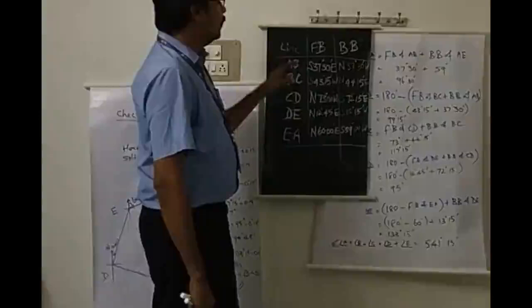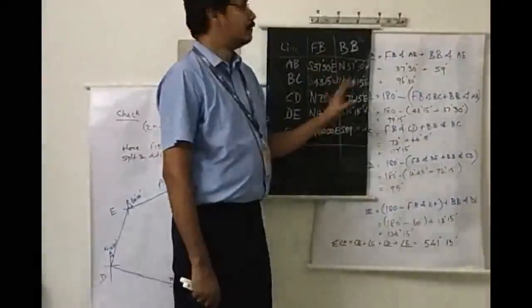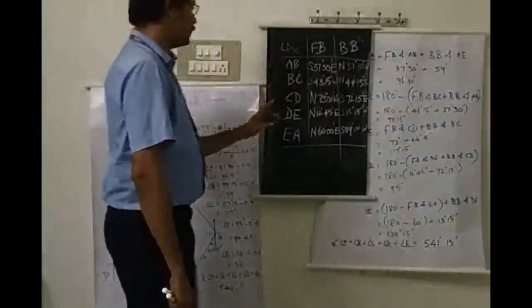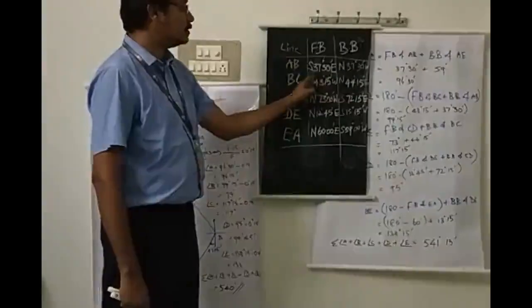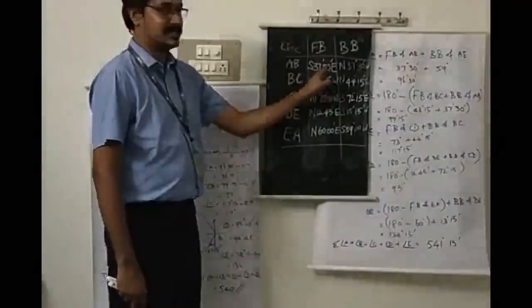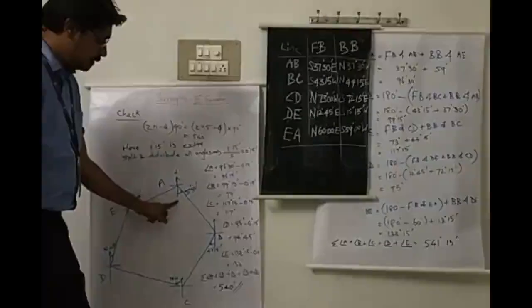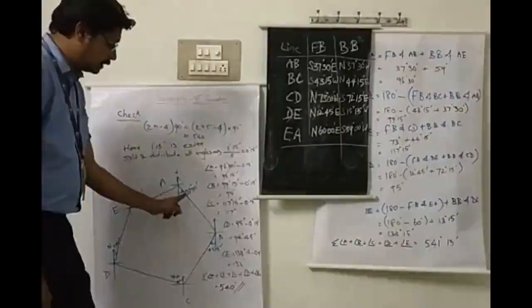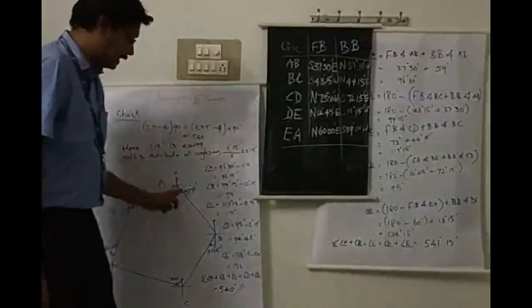Right. An easy way of solving such problems is to first draw the diagram with the given data. See, for the line AB, the fore bearing is south 37 degrees 30 minutes east. So you mark the north, and this will be the south. From south, at 37 degrees 30 minutes, you draw a line. That is the fore bearing of AB.